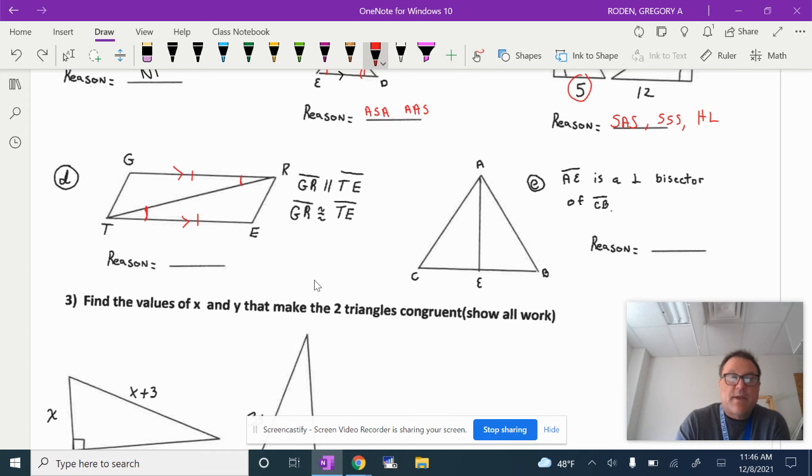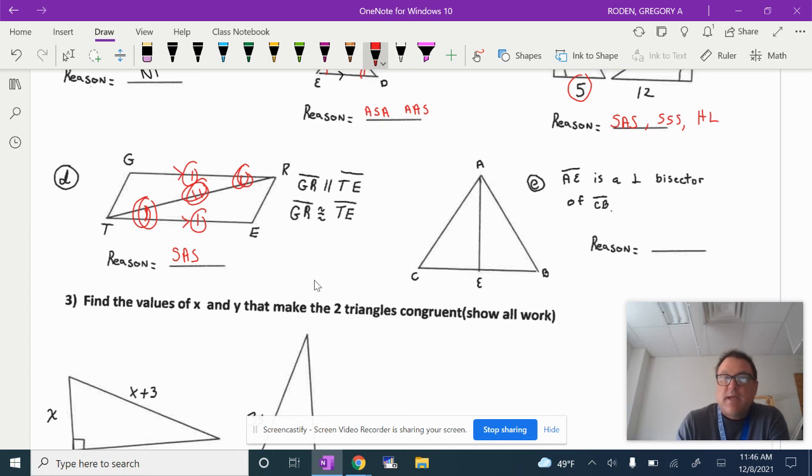All right, so what do we have here? Now, we also have the reflexive property here. So what do we have? We have side, angle, side. This is going to be side, angle, side. That's the only way we can do this problem. We have a side, we have an angle, and then we have the reflexive side in between. So side, angle, side on that one, okay?